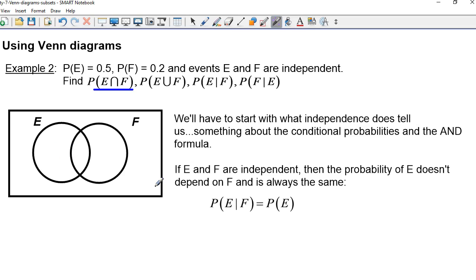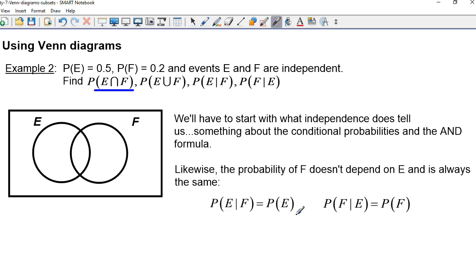Well, what does independence tell us? Independence, remember, is a special case of the AND formula, and so it would make sense for us to start with the AND formula. If E and F are independent, then the probability of E doesn't depend on F, and that's always the same. That means that the probability of E given F could be written probability of E. That's the simplification that occurs if we have independent events. Likewise, the probability of F doesn't depend on E, so the probability of F is the same as the probability of F given E.